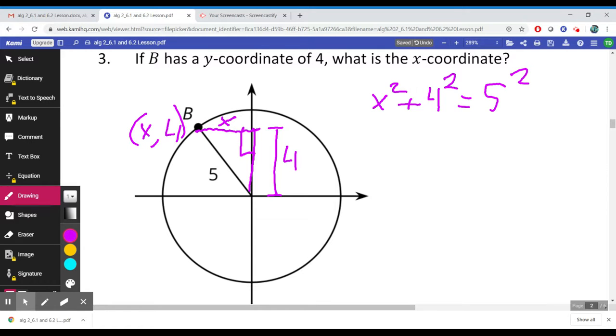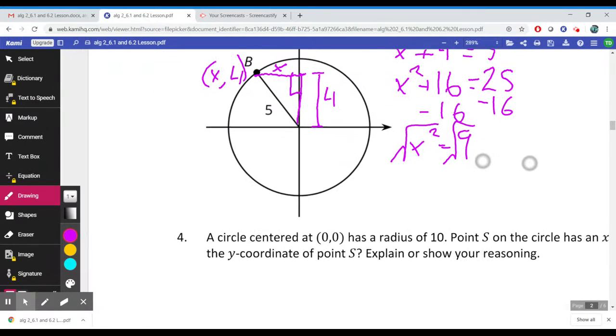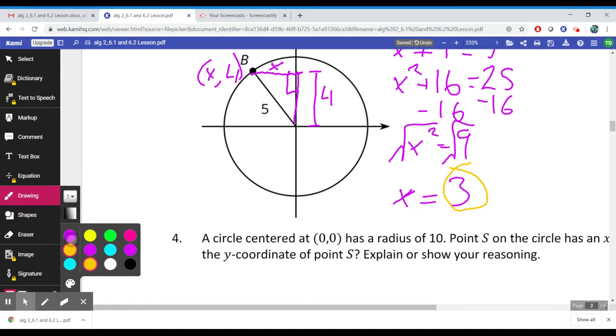This looks suspiciously similar to the last problem. I'll continue solving from here. X squared plus 16 is equal to 25. Subtract 16 from both sides. X squared equals 9. Take the square root of both sides to cancel out our squared. And x is equal to 3. Again, we don't have to include the plus or minus because we're finding a distance, and there's no such thing as a negative distance. So our answer for this problem is 3.